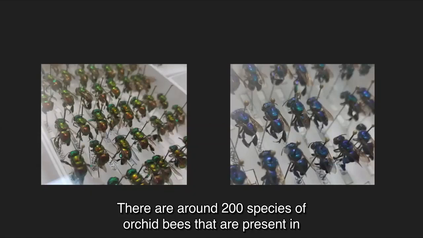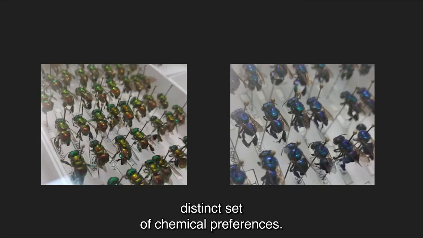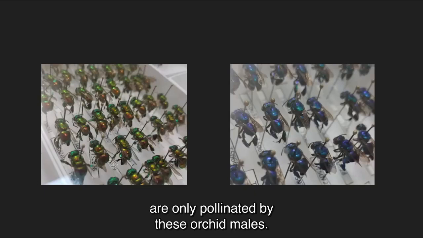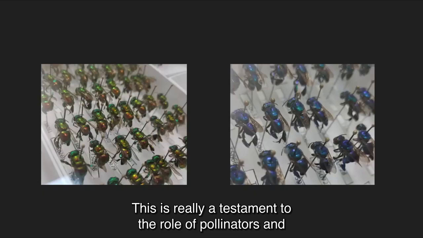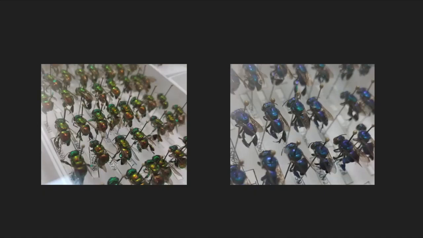There are around 200 species of orchid bees that are present in Central and South America, each with its own sort of distinct set of chemical preferences. In turn, there are around 1,000 species of plants that are only pollinated by these orchid bee males. This is really testament to the role of pollinators in driving reproductive isolation and speciation in flowering plants.